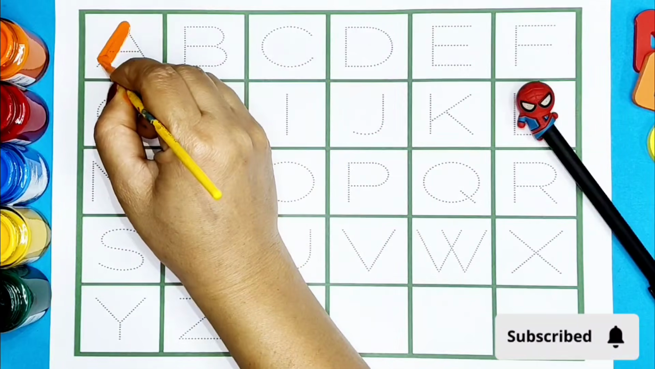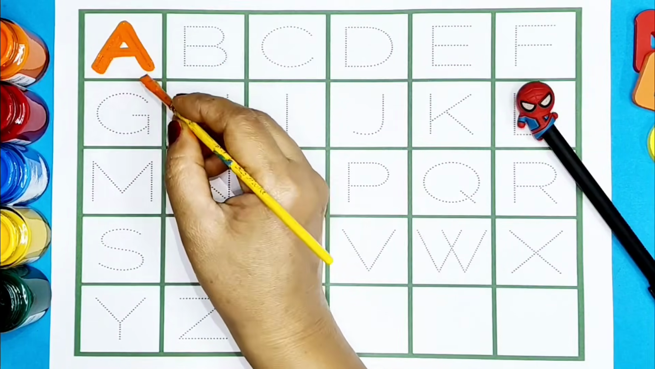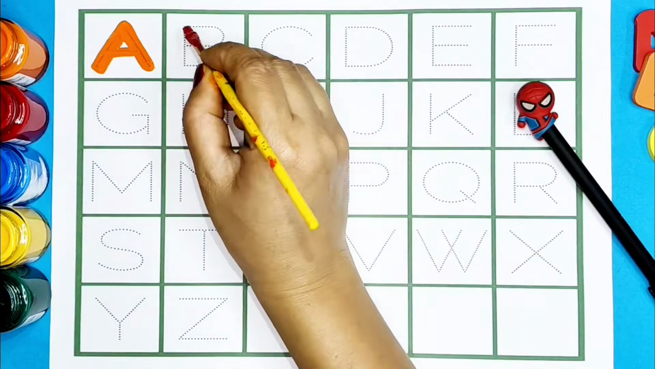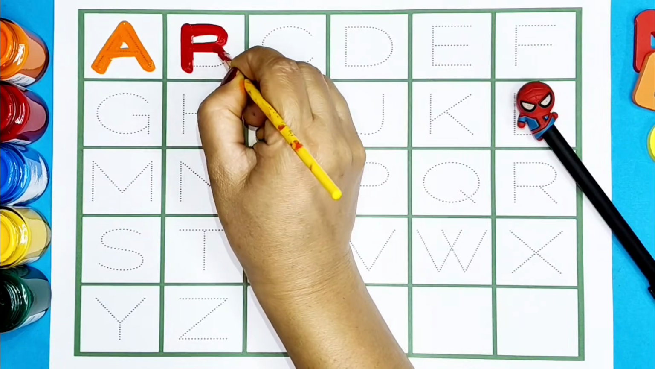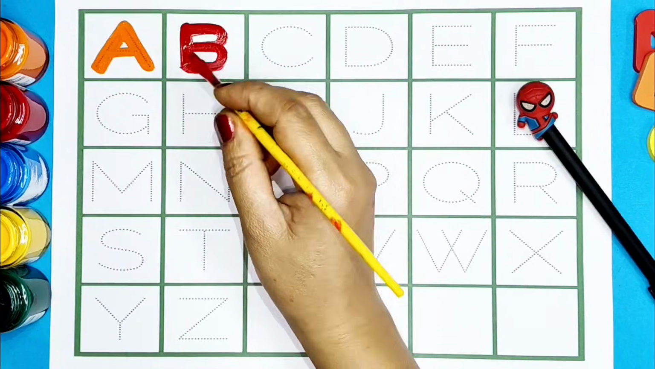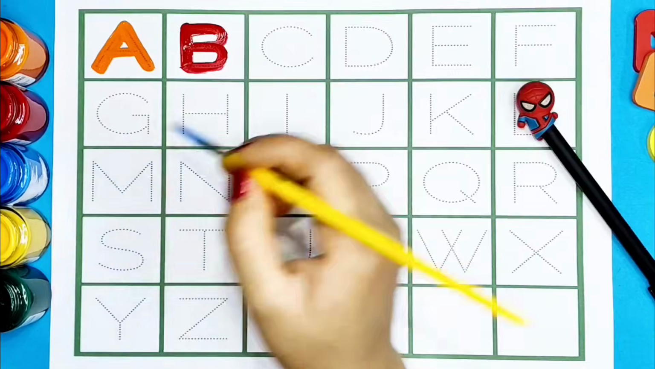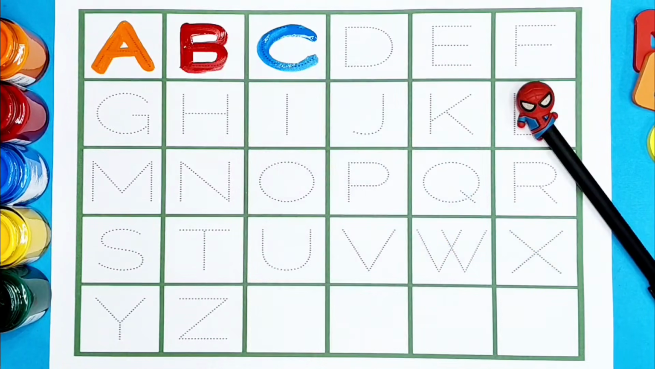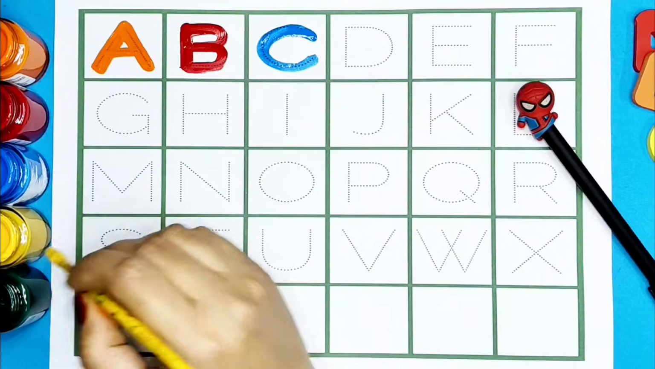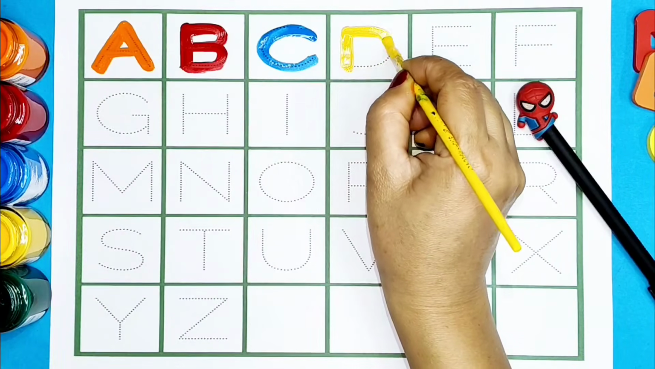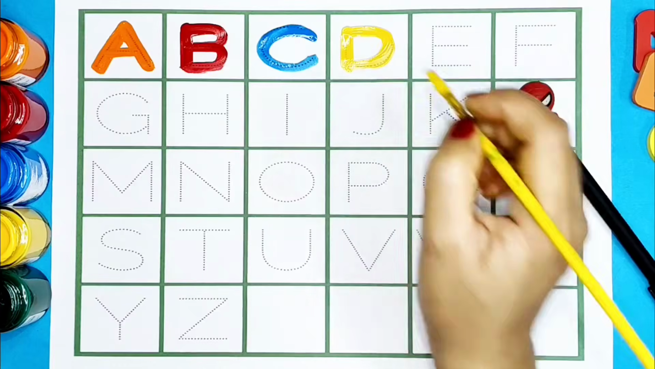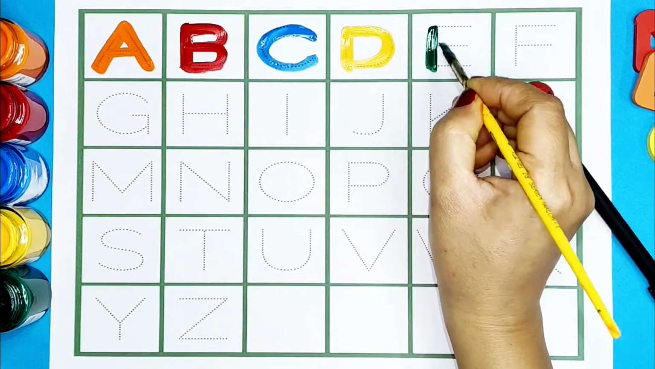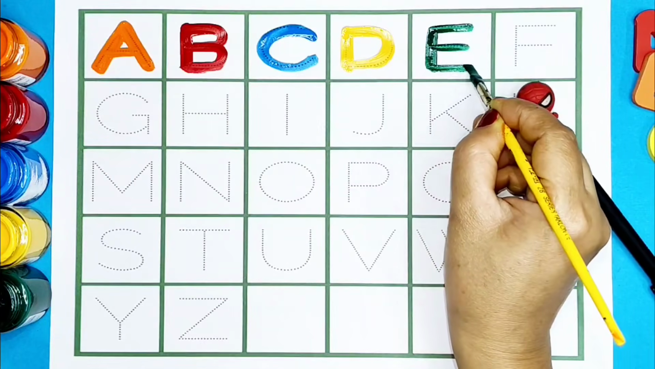Orange color. A for alligator. Red color. B for backpack. Sky blue color. C for candle. Yellow color. D for dolphin. Dark green color. E for earth.